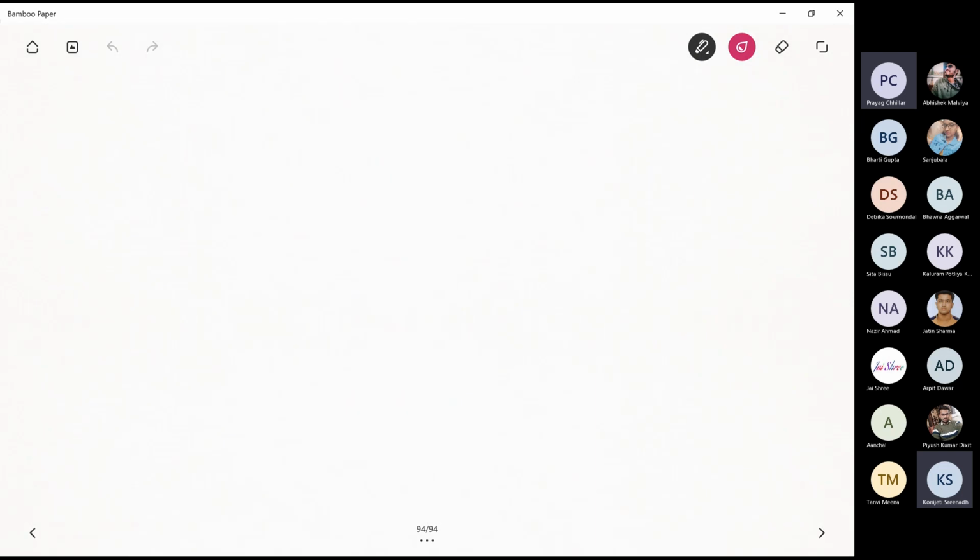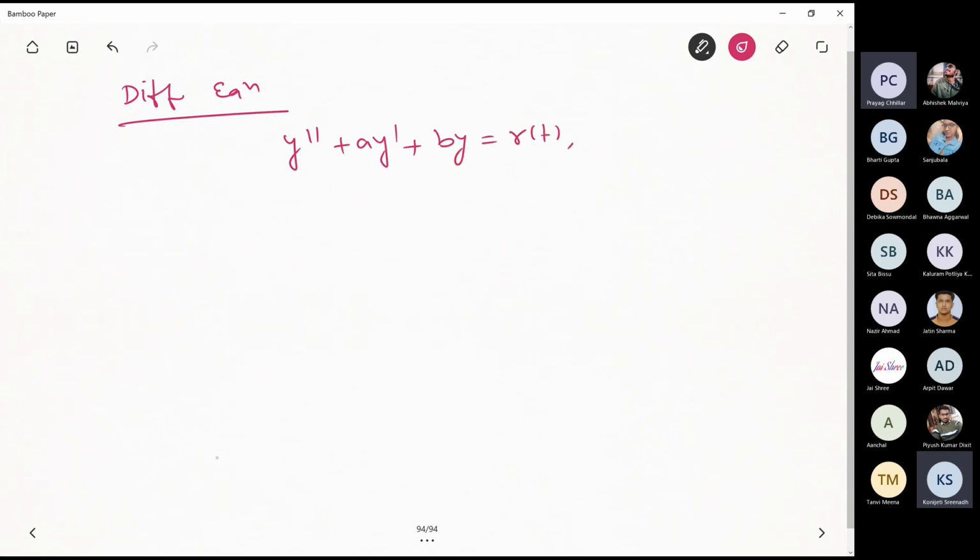Okay, so for us, let us look at a second order differential equation and how this is going to be helpful. How does the second order differential equation look like? An initial value problem: y double prime plus a into y prime plus b y equals, say, r(t), with y(0) equal to, say, k naught and y prime(0) equal to, say, k1. Okay, so take the Laplace transform on the equation. Assume that a and b are constants.